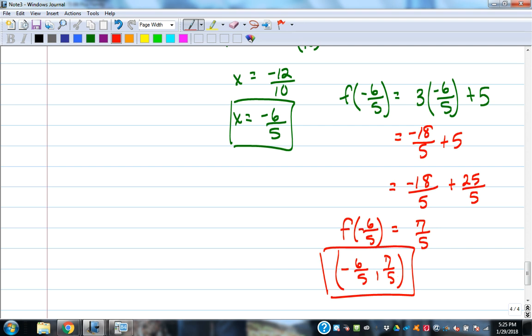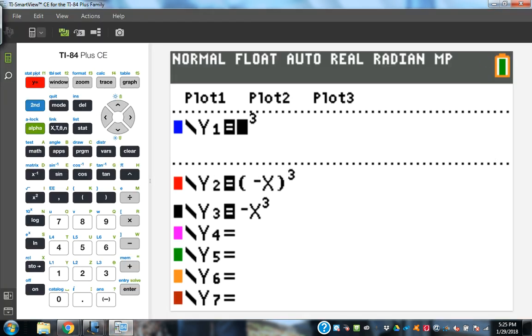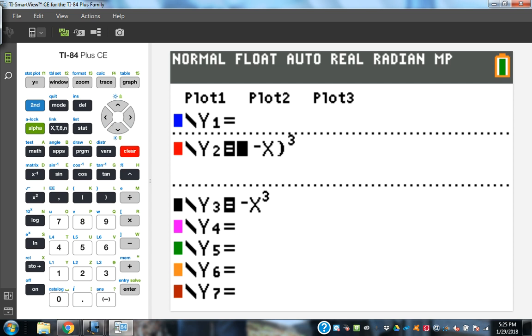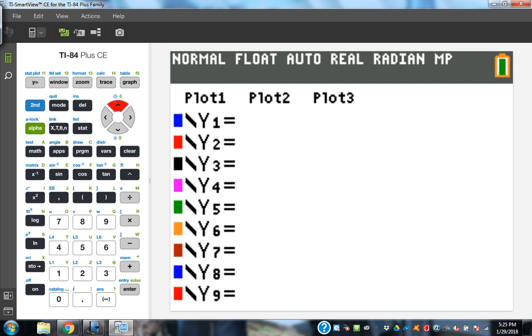With the graphing calculator, you also get an option of graphing it and seeing where they intersect. So with that, I'm going to hit the y equals button on my calculator. I'm going to clear out all this other junk that I've been doing. So I'm at y equals, and in y1, I'm just going to type in f of x, 3x plus 5. And in y2, I'm going to type in negative 1/3 x plus 1. Then we'll hit graph.